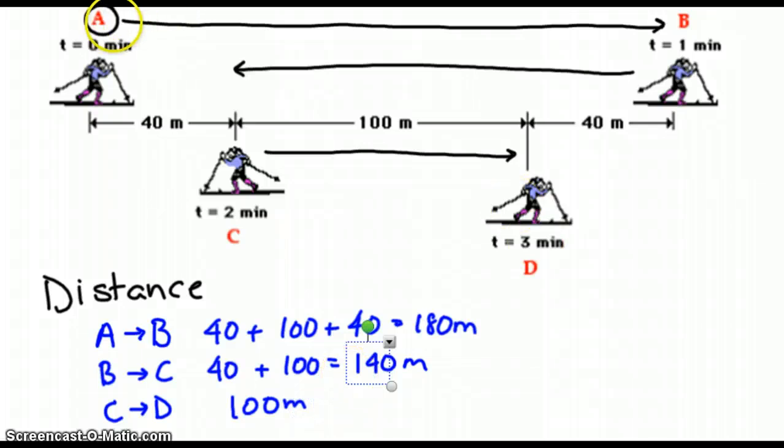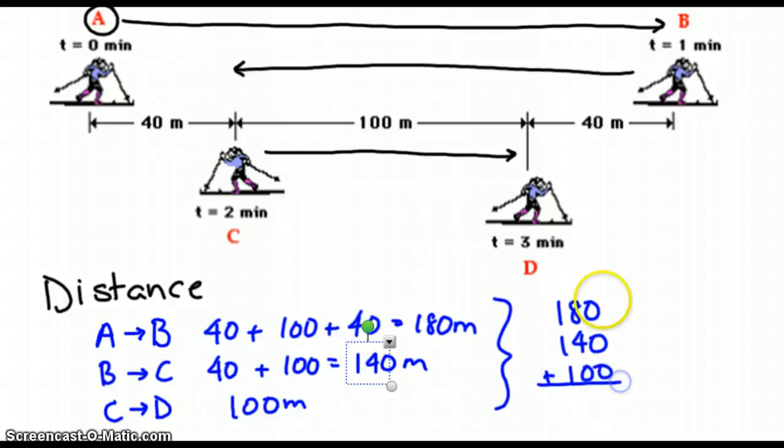So to find his whole trip during this 3-minute stretch that he was skiing, we want to add together those 3 individual segments. So I'll add together 180, 140, and 100. So bring down the 0. 8 plus 4 is 12. So bring down the 2 and carry the 1. 1, 2, 3, 4. So his total distance during this trip was 420 meters.